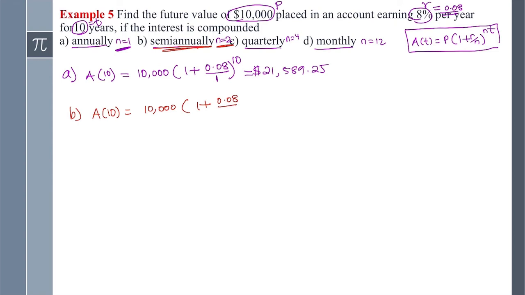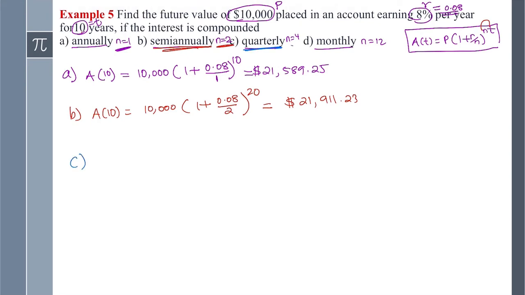Now in this case, n is 2 because it's twice a year. So you really have to be careful here. This is not just time, okay? The exponent is n times t. So in this case, we have n equals 2 and t equals 10. So this becomes 20. And then when we put that into the calculator, we are going to get 21,911.23.